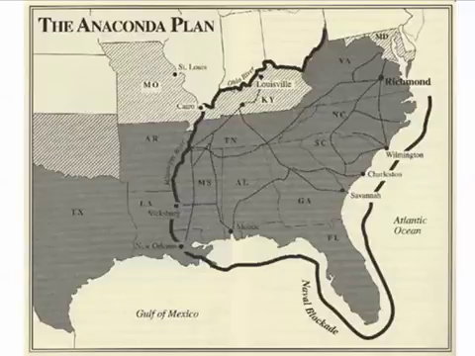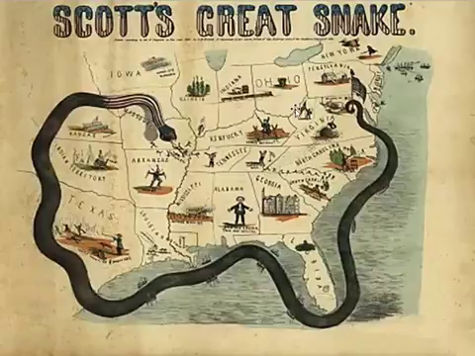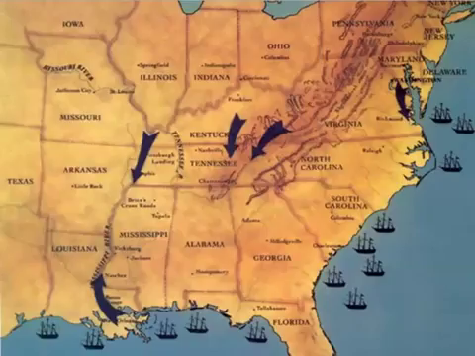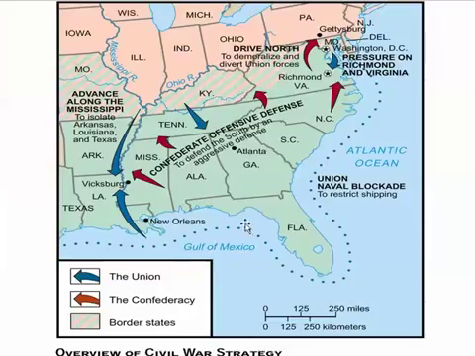The newspapers put out this plan of his. It looks like an anaconda. It's going to squeeze the South into submission, and so that's the plan. And now with this, the South is going to be left fighting a defensive war in most of its battles, nearly all of them.